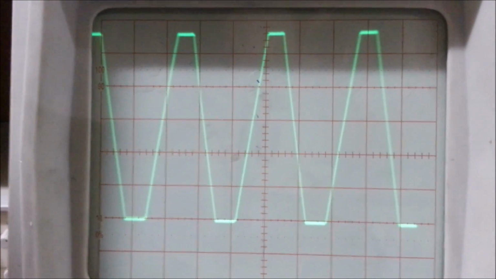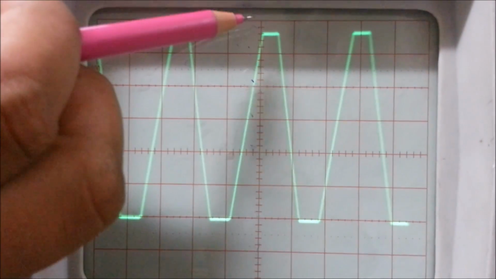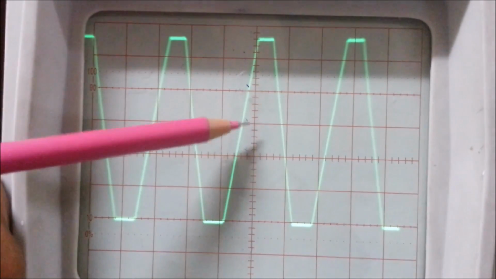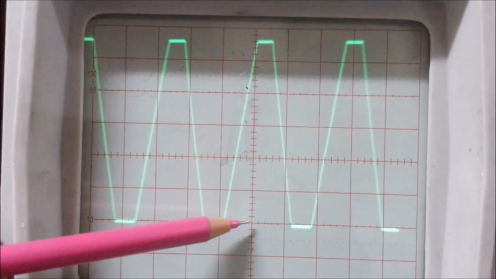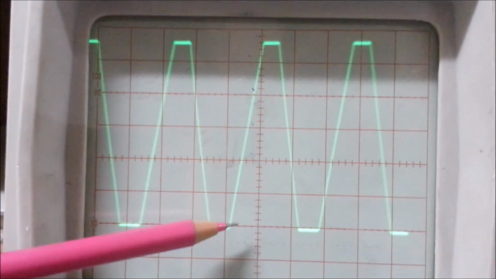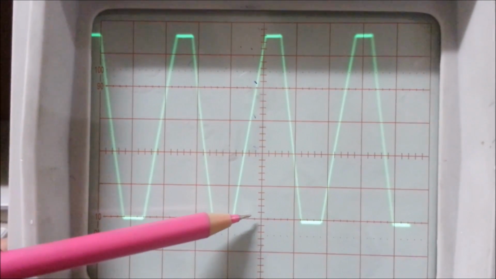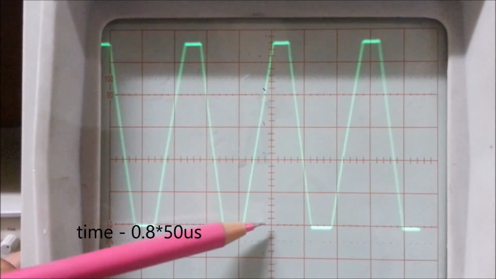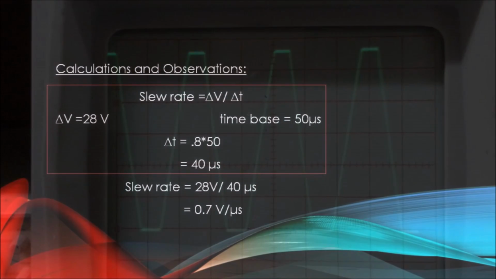This is our waveform due to the delay, and taking the straight line down, we would be just calculating the time. So it's 0.2 volt, and it's 0.4 volt, and it's 0.6 volt, and it's 0.8. So time is 0.8 into 50 microseconds.